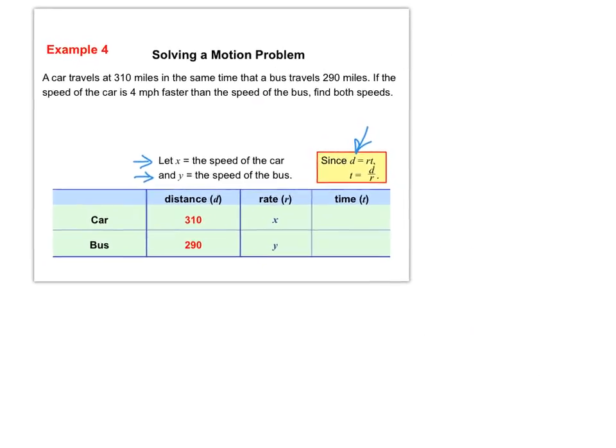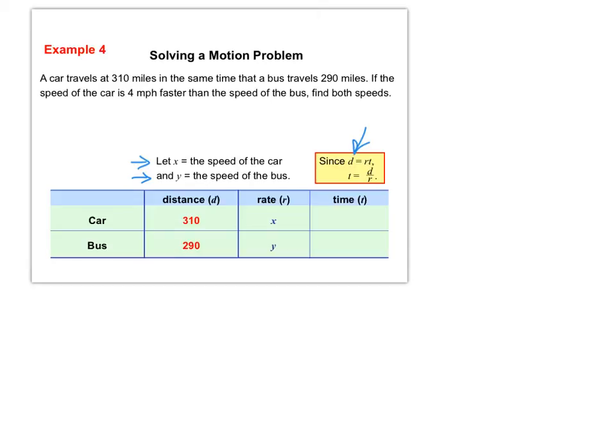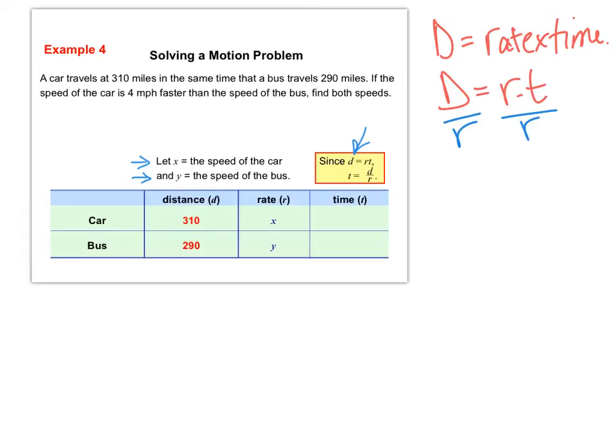I want to really make a point of talking about this equation because it's used so much for these motion problems. Distance is equal to rate times time. So d is equal to r times t. That's our basic distance equals rate times time equation. If you take this equation and divide both sides by r, then you get t by itself. T is equal to distance divided by rate.